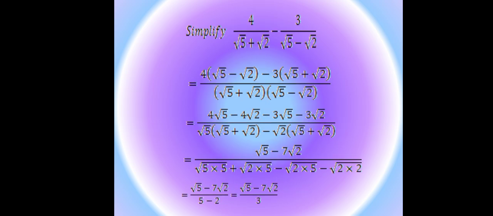Simplify 4 all over the square root of 5 plus the square root of 2, minus 3 all over the square root of 5 minus the square root of 2. Now if we simplify, we get the square root of 5 minus 7 into the square root of 2, all over 3.